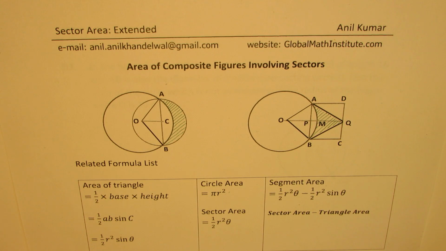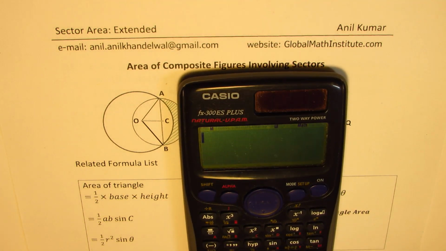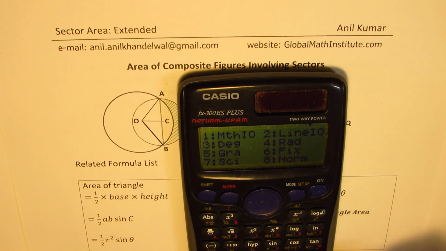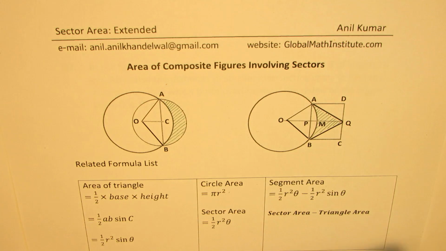One of the important things which I understand is that while doing calculations, you will definitely need a calculator. You need to set this to radians, right? So you have different ways of doing it on different calculators. In my calculator, you have to do shift mode and then select 4 to get to the radian mode. So that's the very first thing to be very careful about.